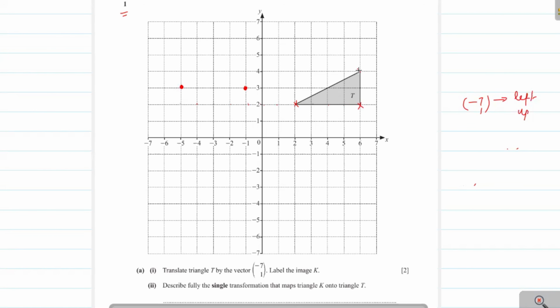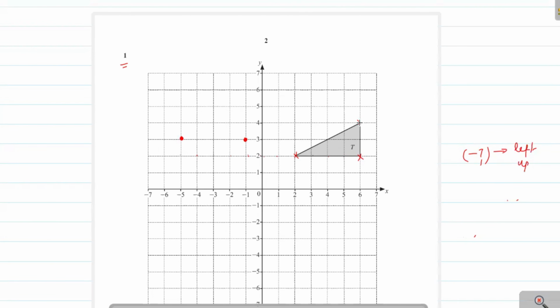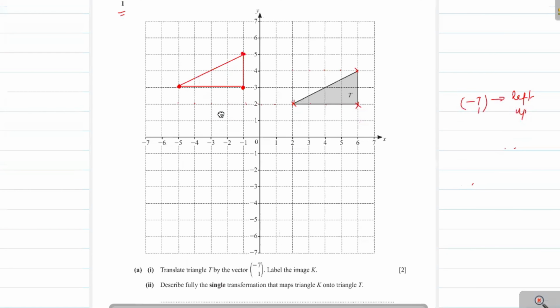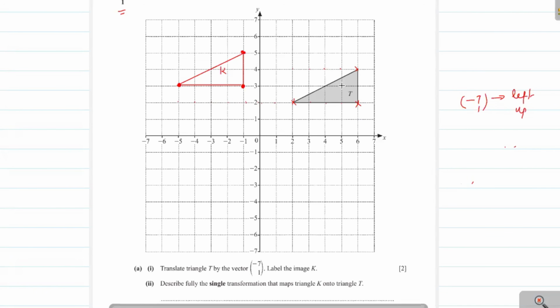And the next point you see here, the third point, we move 7 units, 1 2 3 4 5 6 7, and 1 unit up. Now we join all these points, and this is the triangle. We name it K. Now this is the image K by the translation vector (-7, 1).